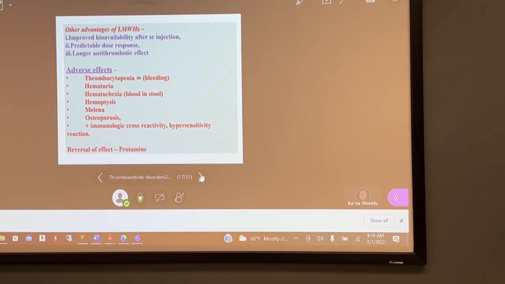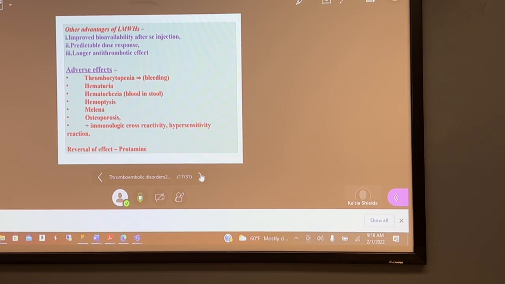So let's look at some other advantages of low molecular weight heparin. Improved bioavailability, predictable dose response, and longer antithrombotic effect. That's what makes them superior to standard heparin. But what are the adverse effects?